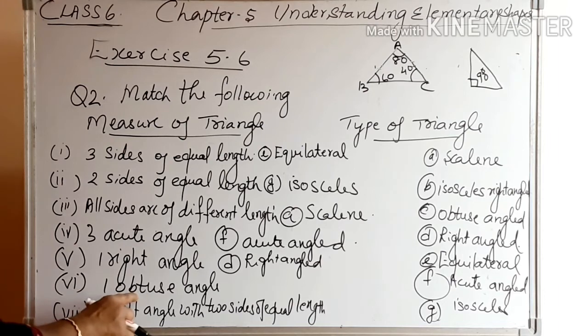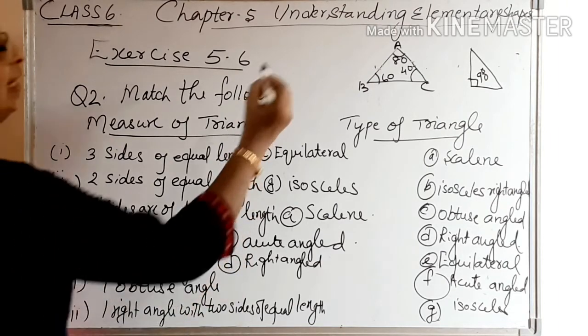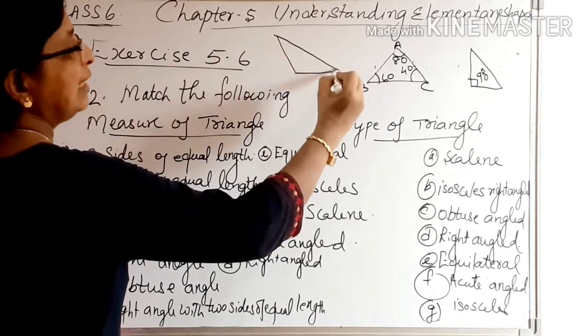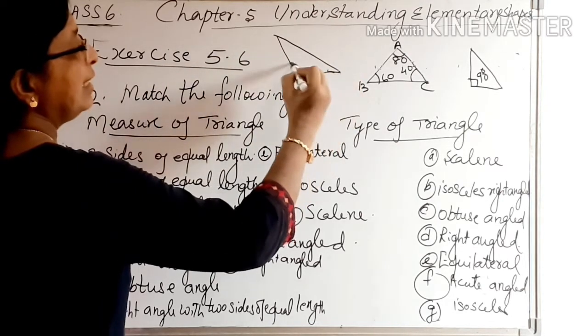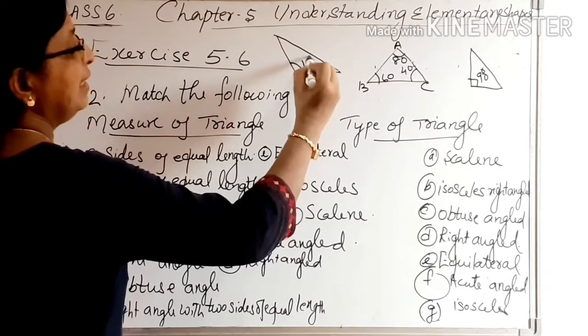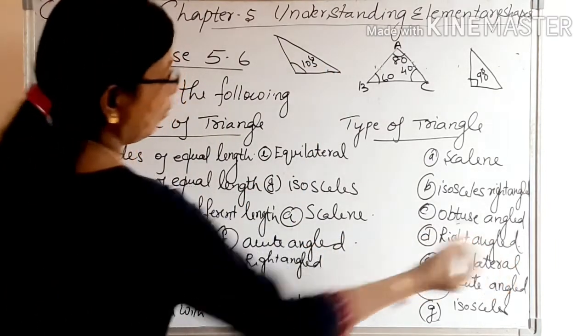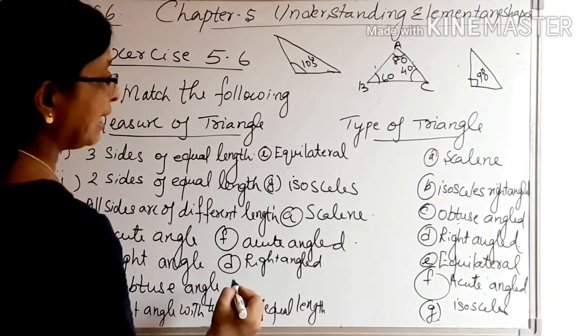Sixth one, 1 obtuse angle. 1 obtuse means more than 90 degree. In this triangle, 1 angle is greater than 90 degree. That kind of triangle is called obtuse angle triangle.